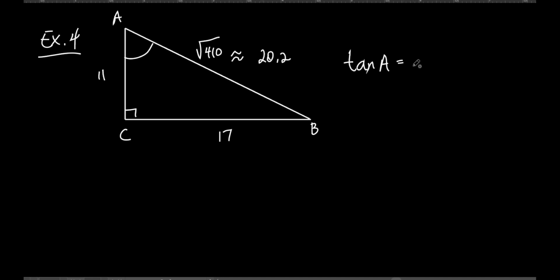But here's what you would do for the trig. You go tangent of A equals opposite over adjacent. Which one's opposite? 17. Which one's adjacent? 11. So now we can solve for A, and I want you to write this down. A equals the inverse tangent of 17 over 11. And don't put 17 over 11, round it, and then take the inverse tangent of it. Do all of that in your calculator.